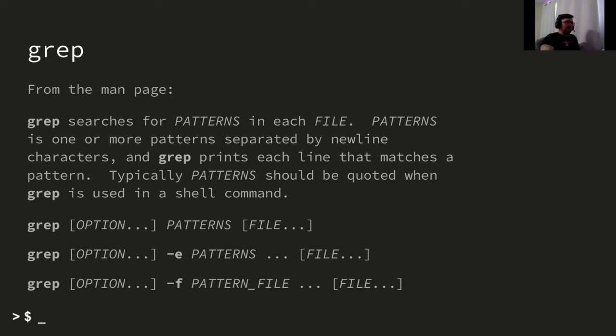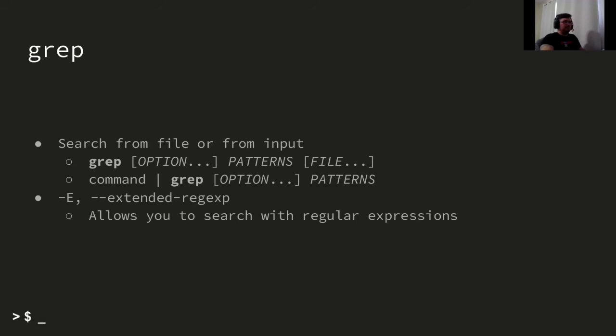Probably the next most important command is grep. For all these commands, you can look at the man pages for more details about their options and different usages. Grep is basically just Control F for Linux. It allows you to search for different strings, and there are many different options. I'll get into a few of the more useful ones in the next slide. The basic usage is just grep, then your pattern, and then you specify your file.